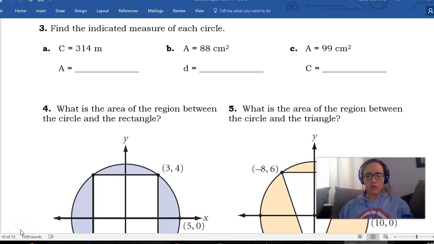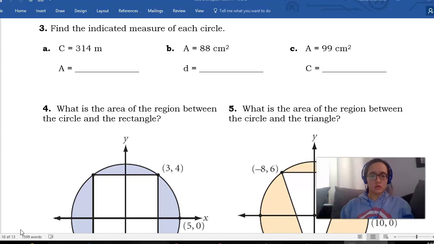Okay, so we're going to go over a couple of exercise questions from lesson 8.5. The first one that was asked about was problem 3B. It says, starting with area of 88 centimeters squared, find the D for diameter of the circle.